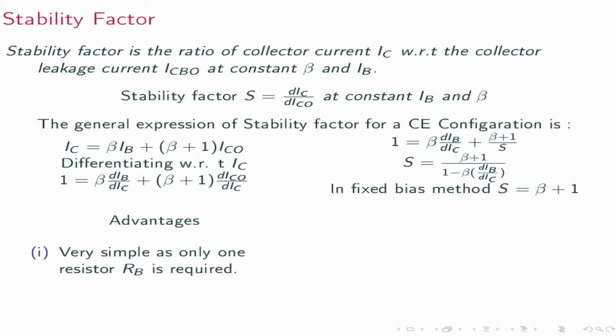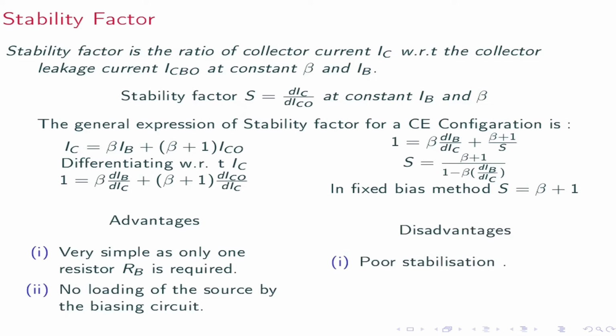The fixed bias method or the base resistor method is a simple method. It uses only one resistor RB and it does not have a base resistor, so that the circuit will not load any source, and it has very poor stabilization. The stability factor S is very high. We know that the value of beta is very high, so stability factor is very high. Stability factor being very high means there is a chance of thermal runaway.